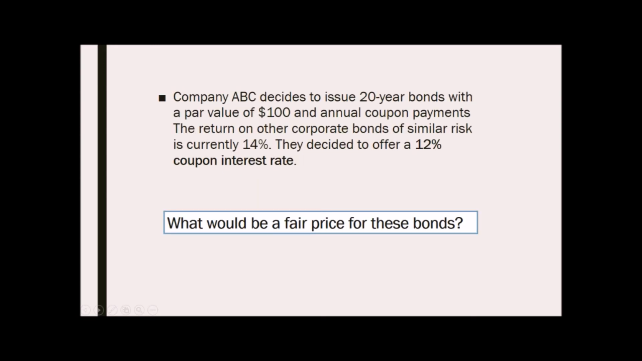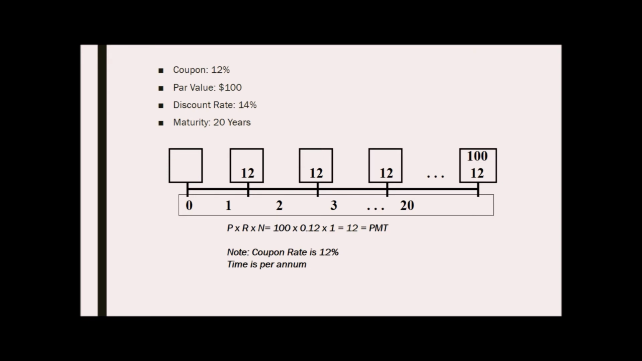Let's try this example. Company ABC decides to issue 20-year bonds with a par value of $100 and annual coupon payments. The return on other corporate bonds of similar risk is currently 14%. They decided to offer a 12% coupon interest rate. What would be the fair price for these bonds? Again, the coupon rate is 12%. The par value is $100, the discount rate is 14%, and the maturity is 20 years.